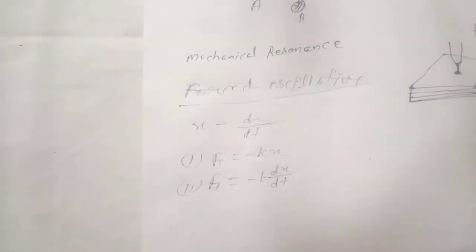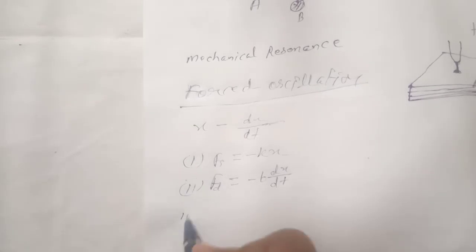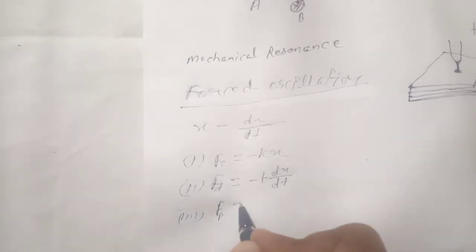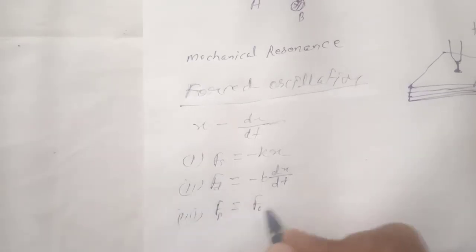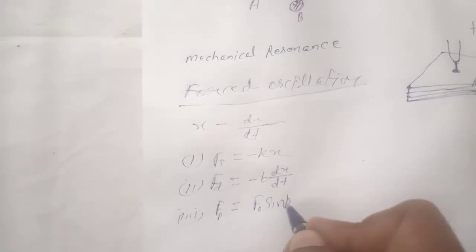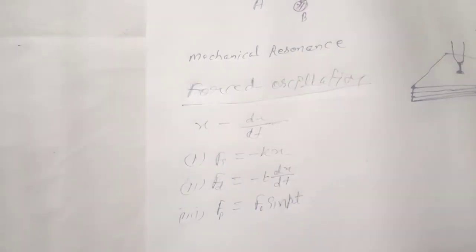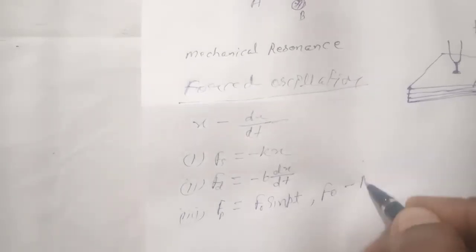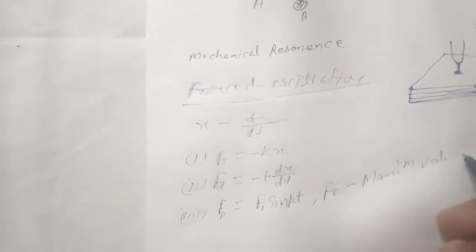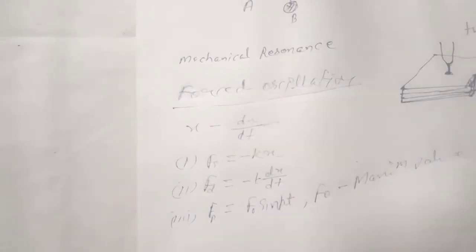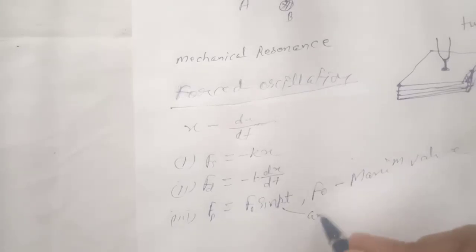And the third one is an external periodic force represented by Fp equals F naught sin pt, where F naught is the maximum value of this force, and p is its angular frequency.